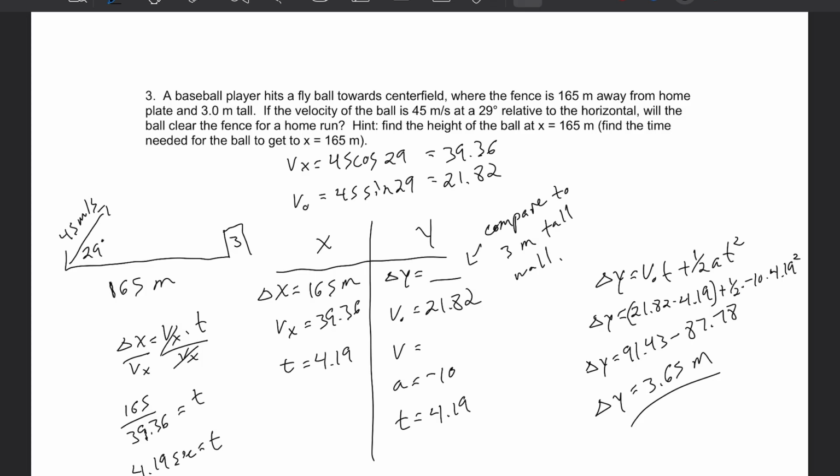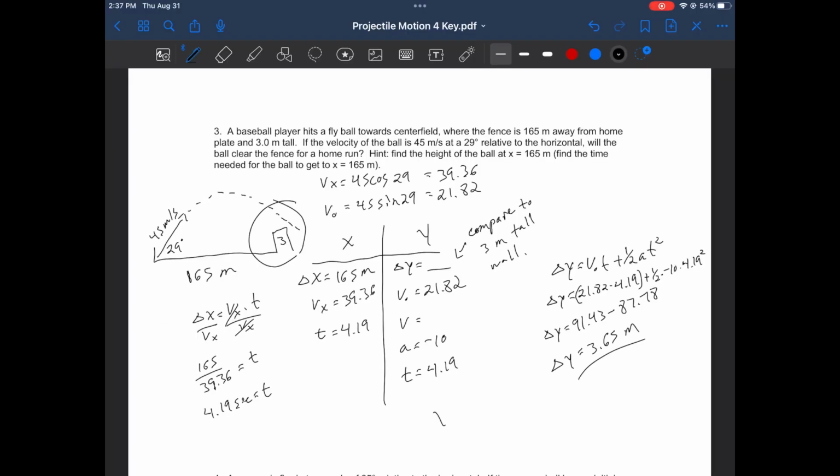The fence is only 3. So yes, it looks like we're hitting that home run. Our ball is going to go up and over the fence like I just showed in the diagram. Yes, we've hit the home run. We get the runs on the board. We get more points than the opposition, and we win the game. So yes, victory.